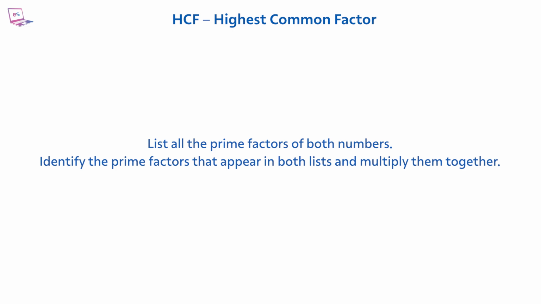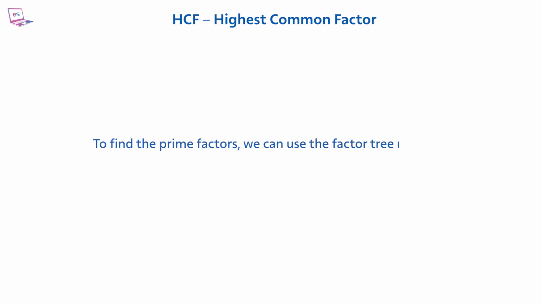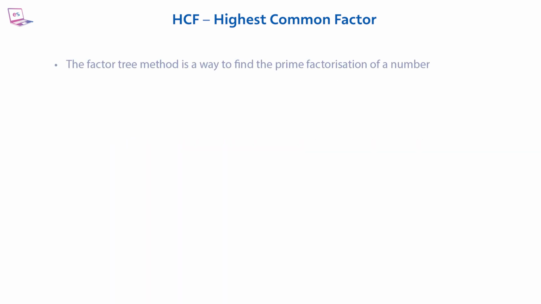Identify the prime factors that appear in both lists and multiply them together. Let's see an example. Here, you need to find the highest common factor of 150 and 60. First, let's list the prime factors of 150. To find the prime factors, we can use the factor tree method. The factor tree method is a way to find the prime factorization of a number by breaking it down into its prime factors step by step.